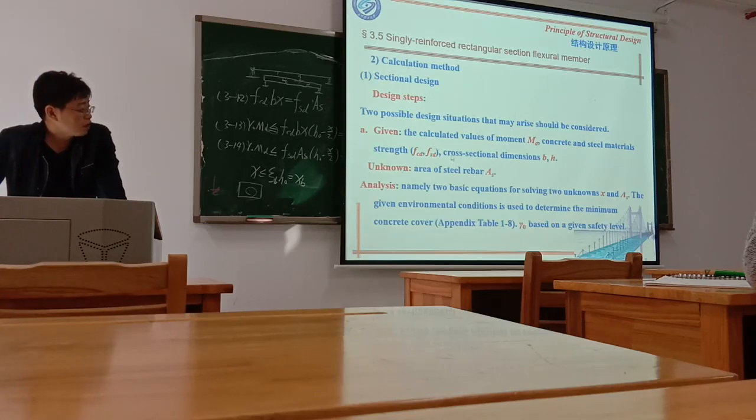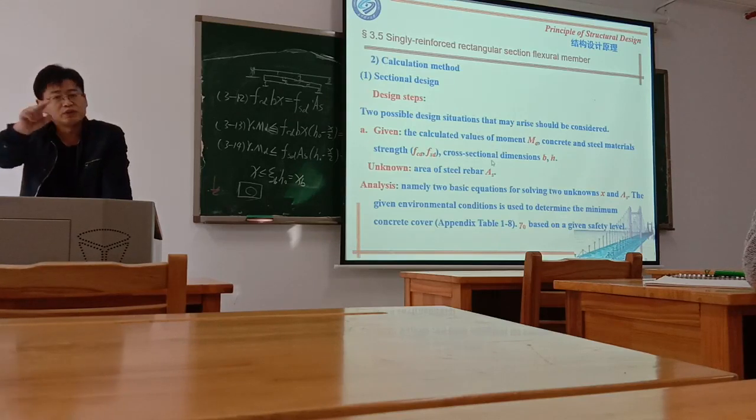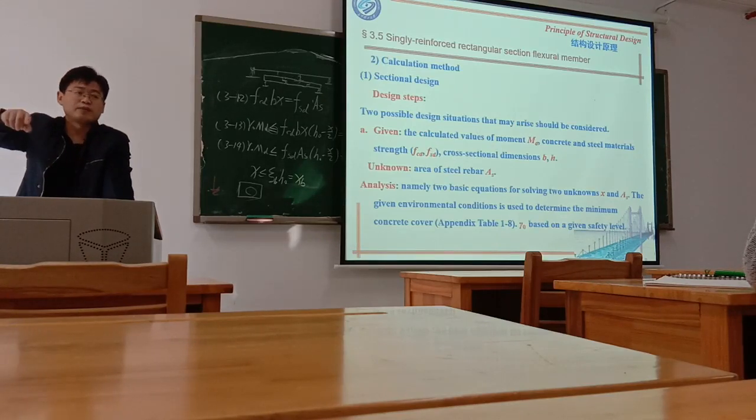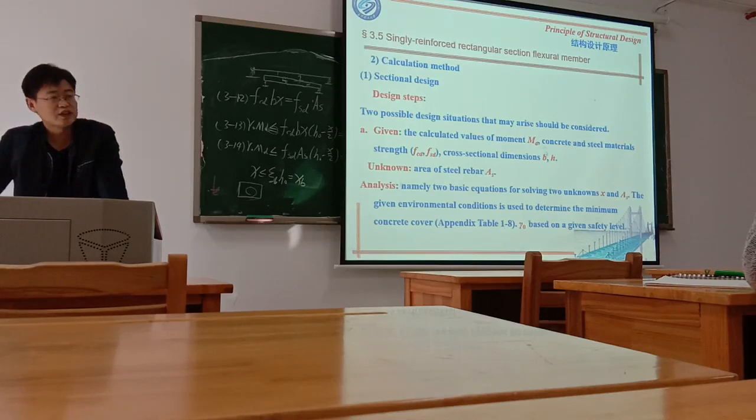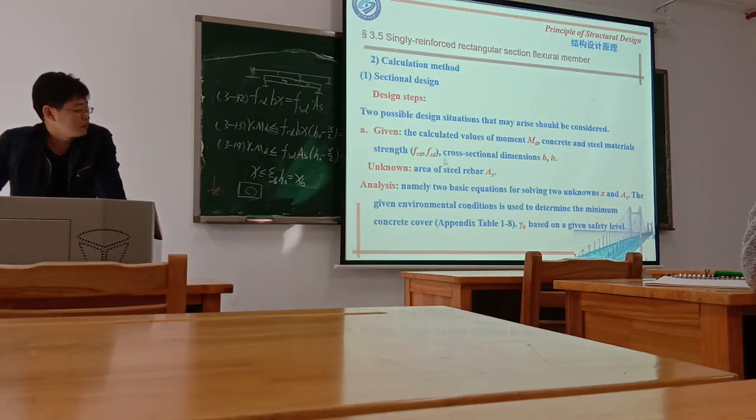And also they tell you the cross section. Maybe I tell you to design this girder using the rectangular shape with the width and the height. All are told to you, and you cannot change it. You must use this dimension. And then the only thing you need to do is calculate the steel bar, how much steel you need to put inside. So for this situation, this is the most simple situation. Just the calculation of As.